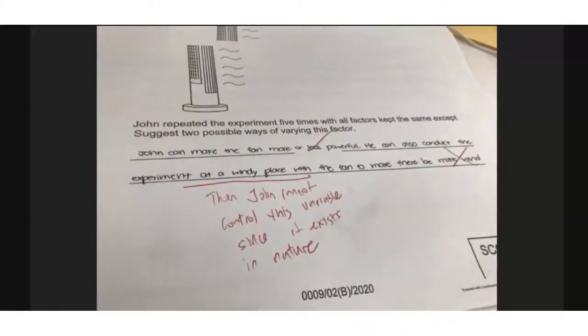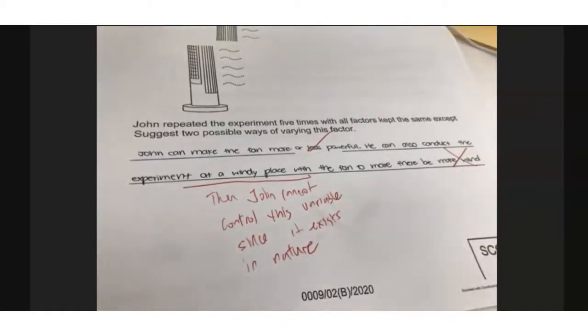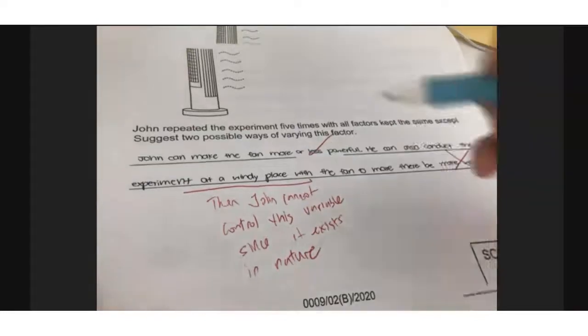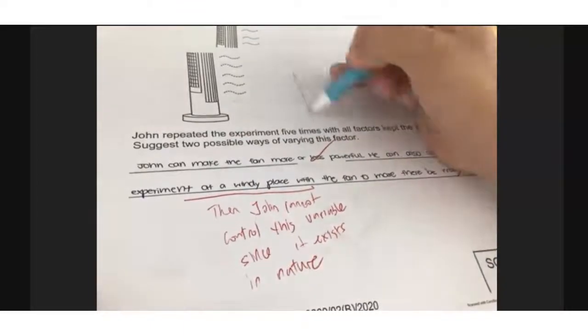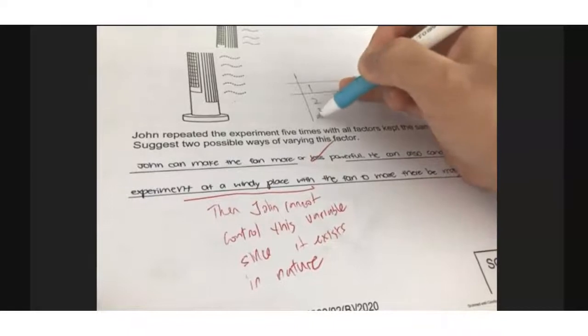Now, things such as this, conduct the experiment at a windy place with the fan to make there be more wind. The problem with this is, you must try to always imagine yourself doing the experiment. If you cannot control the wind in nature, which you cannot, then how are you going to record your results on the table? Right, if you're using a fan and you're varying it, you can talk about the strength of the speed, I turn it on to number 1, number 2, number 3, number 4.